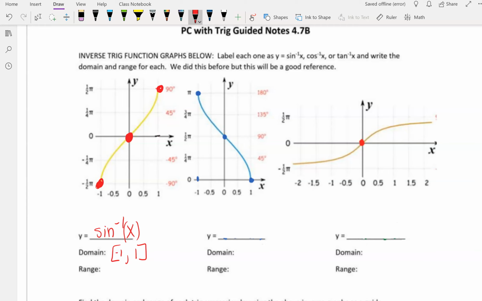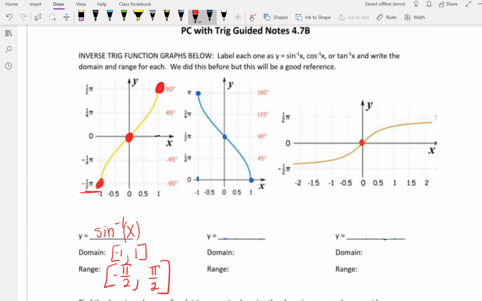And then the range is how high up and down it goes. Well, the lowest possible point here is -1/2 pi, which is the same as -pi/2. And then it goes all the way up to here, which is +1/2 pi, or +pi/2. And it does include those points.